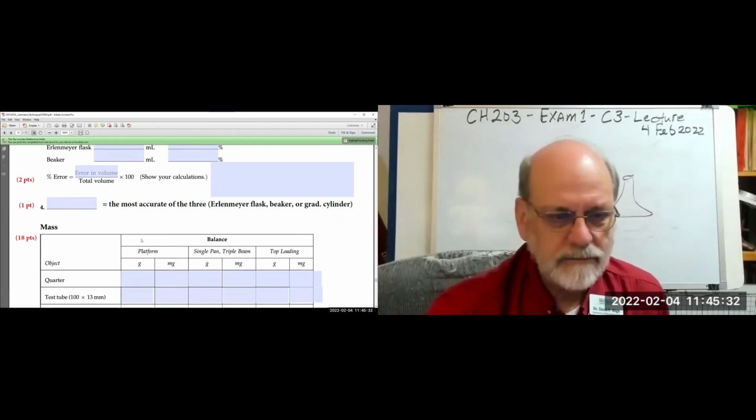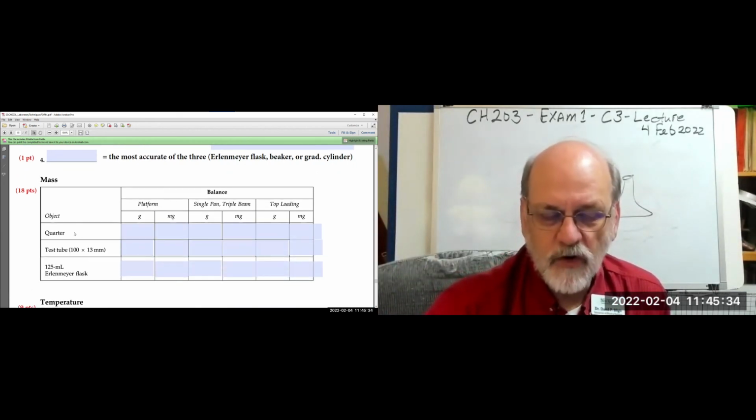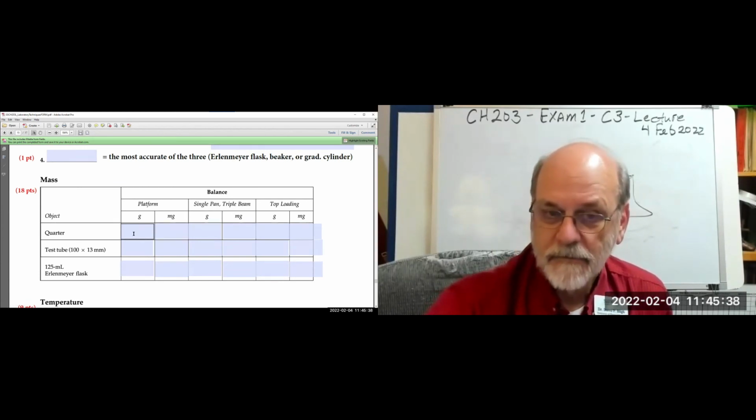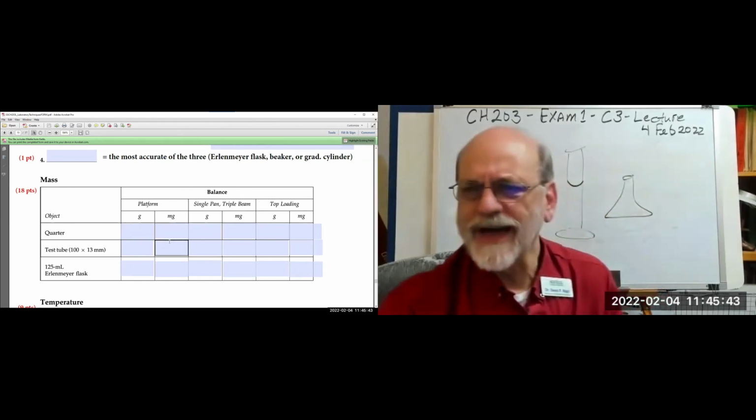Which is the most accurate? Measurements of a quarter, test tube, and Erlenmeyer flask on these three different types of balances. Right? And you're going to convert grams to milligrams. So how do you do that?